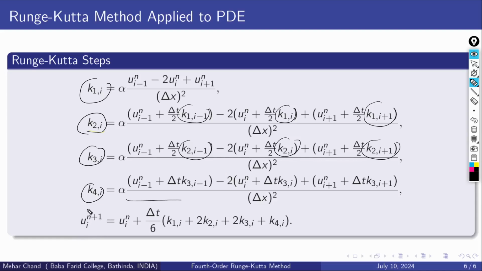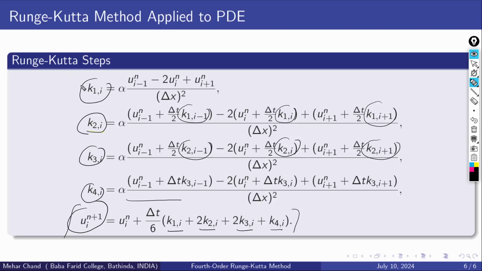and after that this unknown value u_i^{n+1} will be equal to u_i^n plus delta t upon 6 into k1i plus 2 k2i plus 2 k3i plus k4i. And you can easily compare that the given formula for ordinary differential equation is converted for partial differential equation. So in this way we can easily write the Runge-Kutta method of fourth order for partial differential equation.